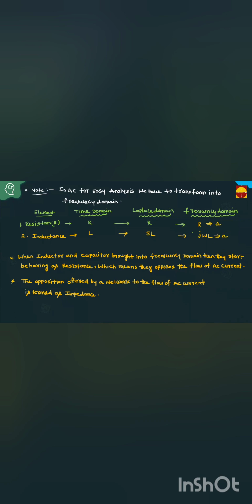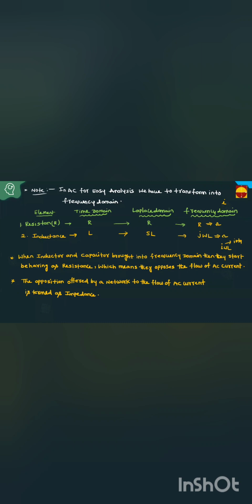J is the imaginary representation. Generally, instead of j, we can use i. That is i omega L, j omega L or i omega L. I stands for iota. But in electrical, the current is also represented by I. In imaginary mathematics that you studied, we have to use i. But in electrical, current is also represented with i. To eliminate that confusion, instead of i, we are using j notation.